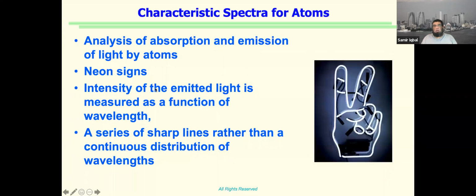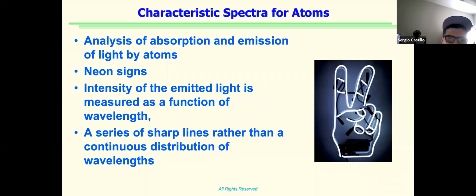Now where do we see these? We see this when you see any neon sign. So what is the phenomenon in neon signs? Can somebody tell me what happens in neon signs? It's the same black body radiation concept. What happens in a neon sign? Is it the neon gas that reacts to the electricity?